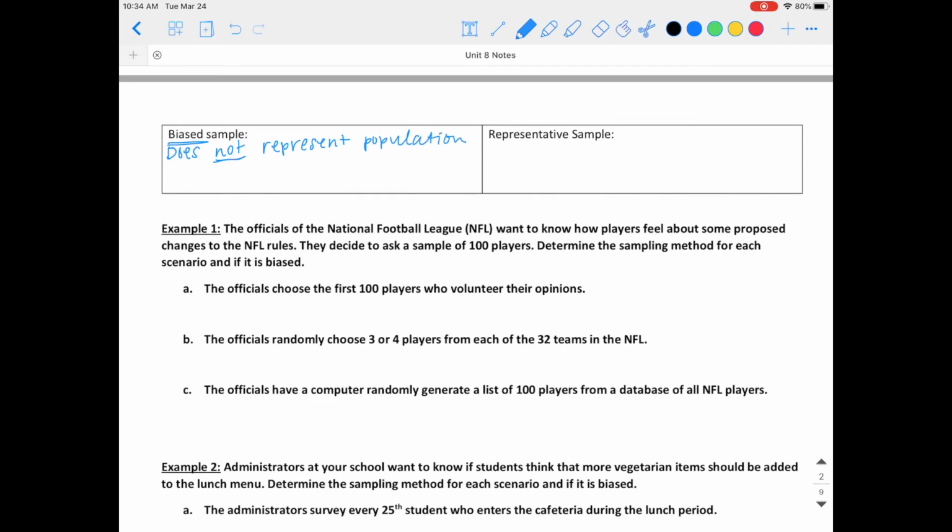That's because maybe it doesn't have a very wide variety of people, or it doesn't really count as a smaller version of the population. Maybe we're just picking from a certain type of person in the population. That would be a biased sample.